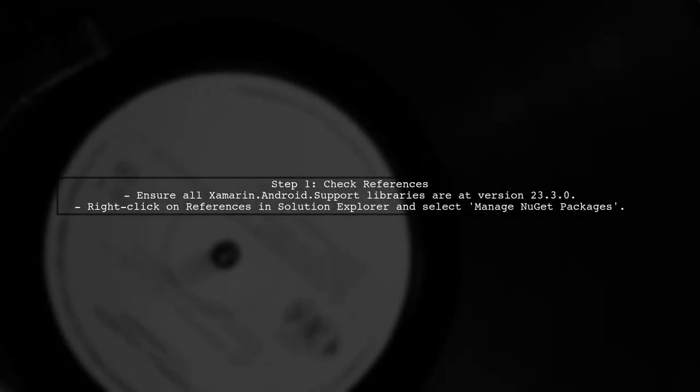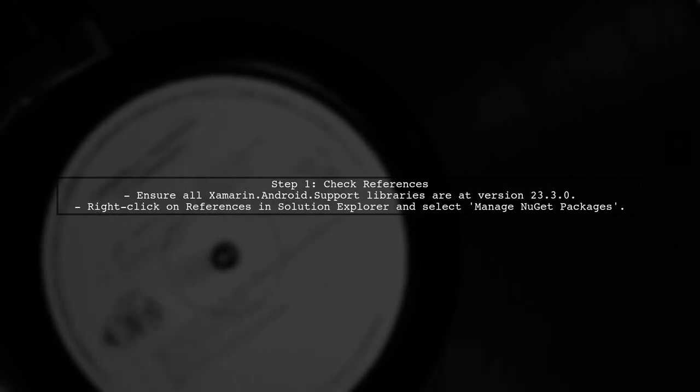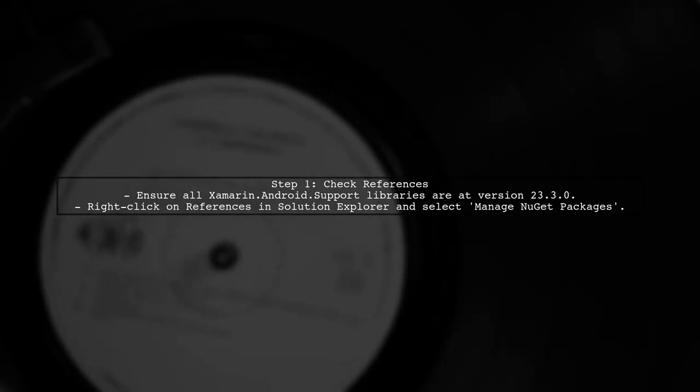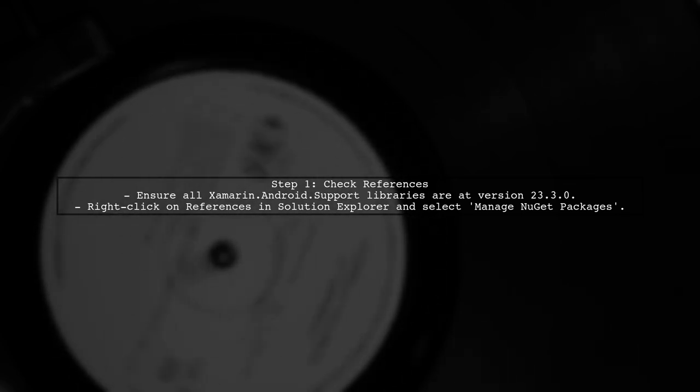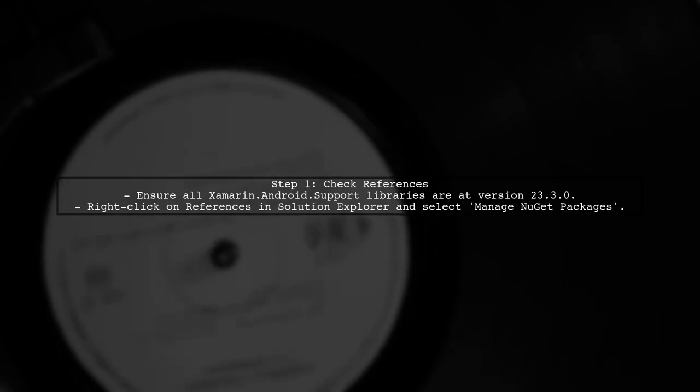Let's get started. The first step to resolving your issue is to ensure that all Xamarin.Android support libraries are correctly referenced in your project. Since you downgraded from version 25.3.1 to 23.3.0, it's crucial to check your references.